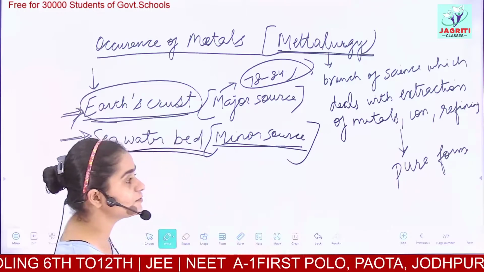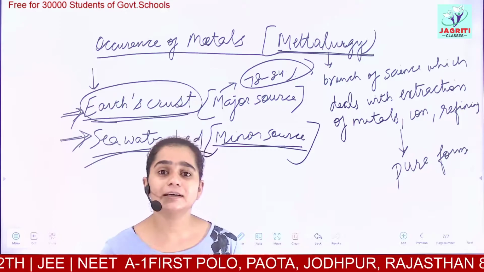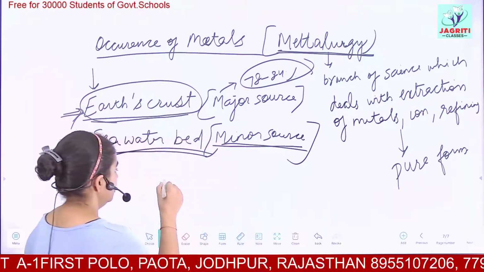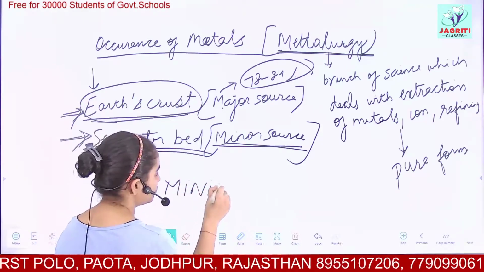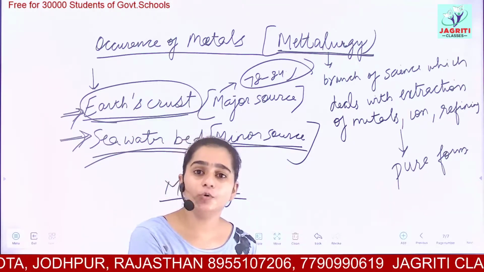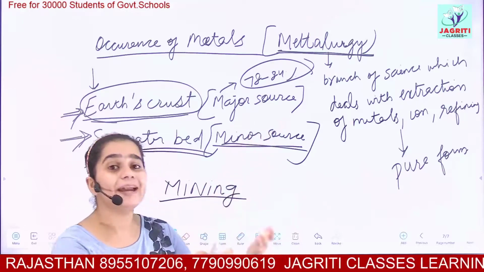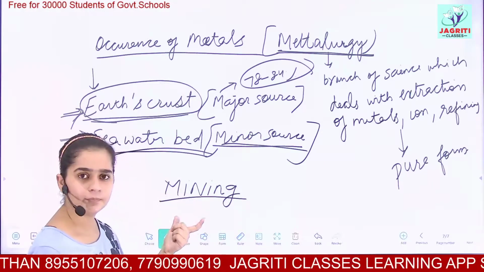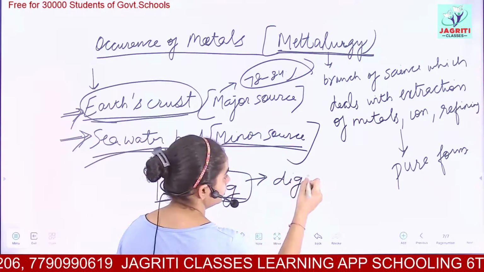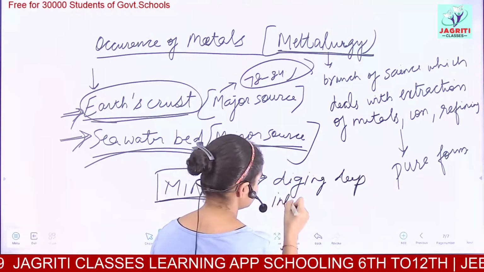And what we study of metals is basically called metallurgy. Metallurgy is a branch of science which deals with various techniques of extraction of metals. That is, how will you extract the metals. I hope you have heard about mining. Mining is what? When you dig deep into the ground to get the metals, it is called mining. The process of mining is digging deep into the ground.